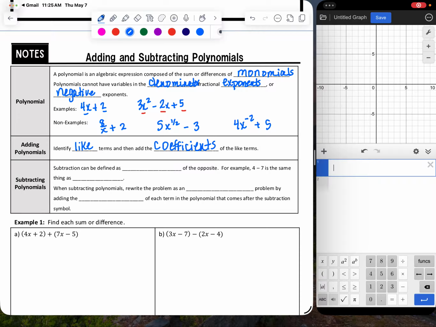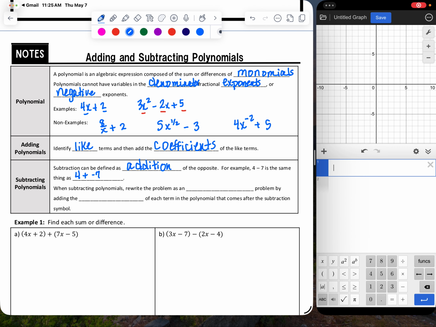Now, subtraction has an extra step. So subtraction can be defined as addition of the opposite. In other words, every subtraction problem can be rewritten as an addition problem. So in 7th grade, you learned that 4 minus 7 is the same thing as 4 plus negative 7. It's the same exact problem. It's just written as addition of the opposite.